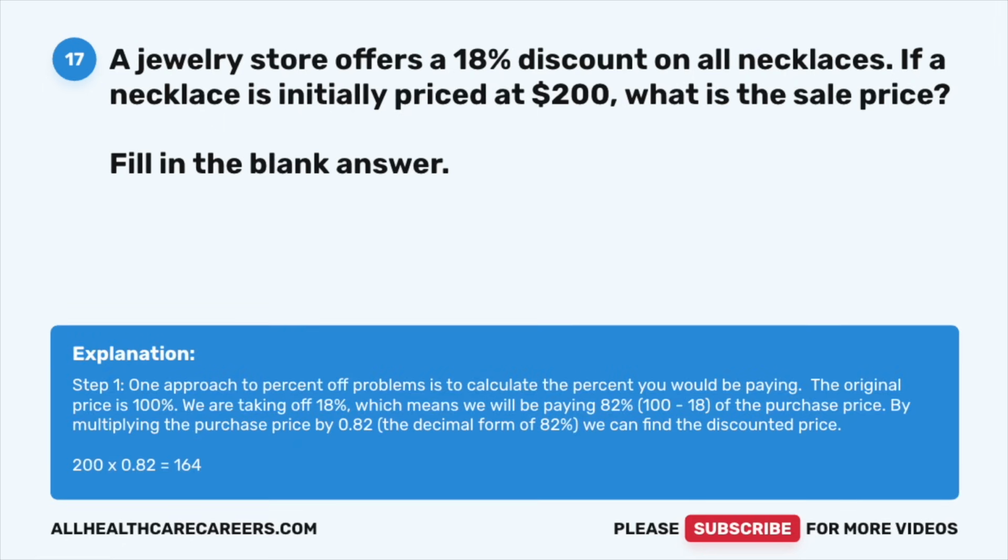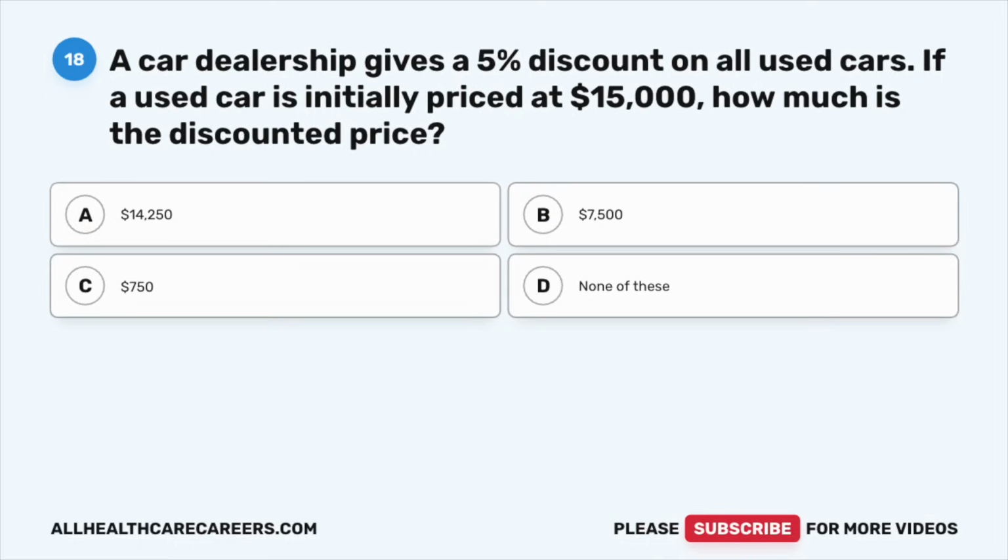Step 1. One approach to percent off problems is to calculate the percent you would be paying. The original price is 100%. We are taking off 18%, which means we will be paying 82%, 100 minus 18, of the purchase price. By multiplying the purchase price by 0.82, the decimal form of 82%, we can find the discounted price. 200 times 0.82 equals 164.